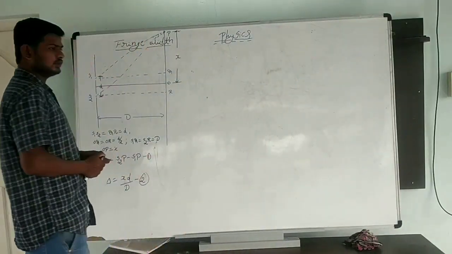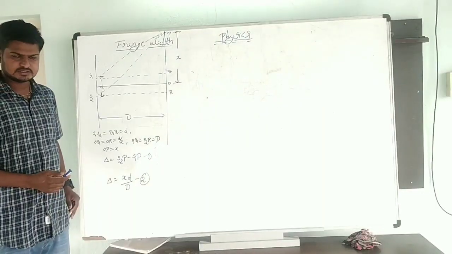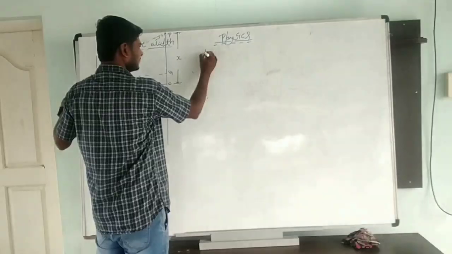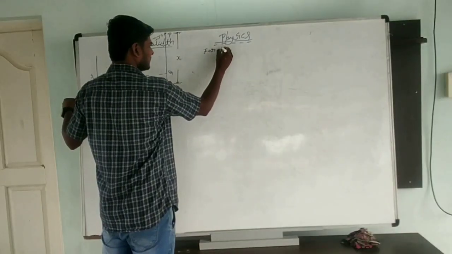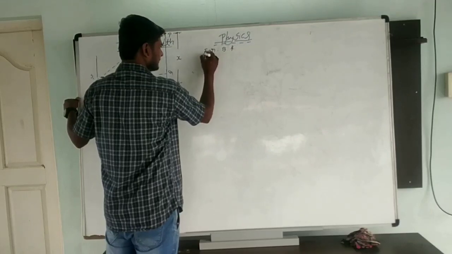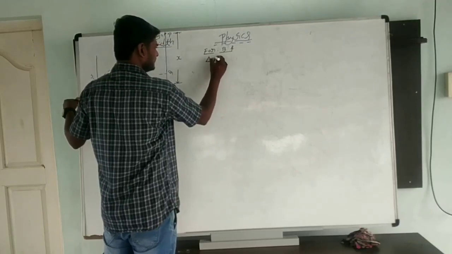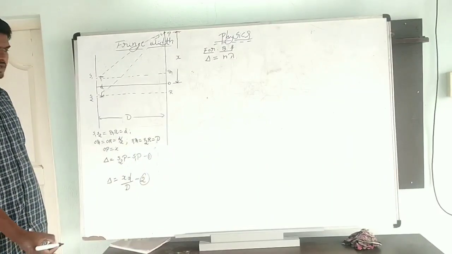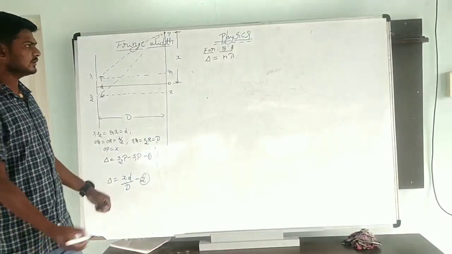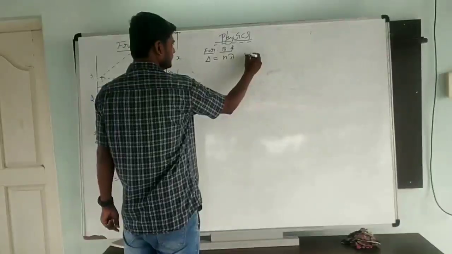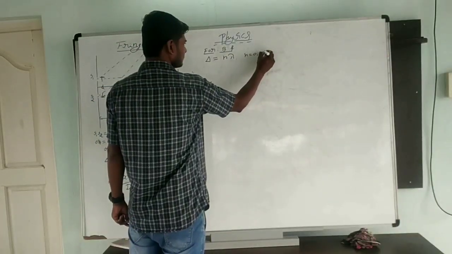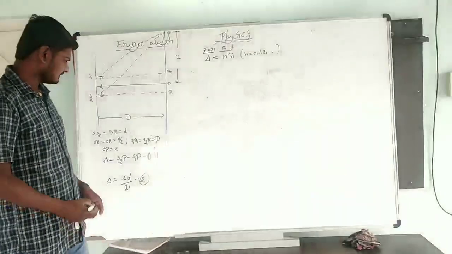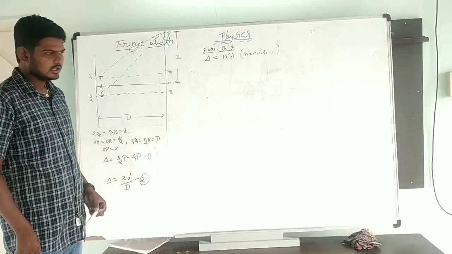Now, already I told that for a bright fringe the path difference is n lambda. For a bright fringe the path difference delta is equal to n lambda. Here the n value varies as 0, 1, 2, 3, etc.